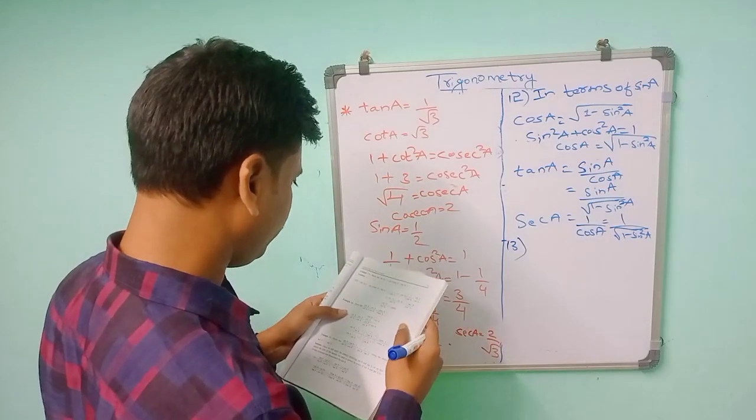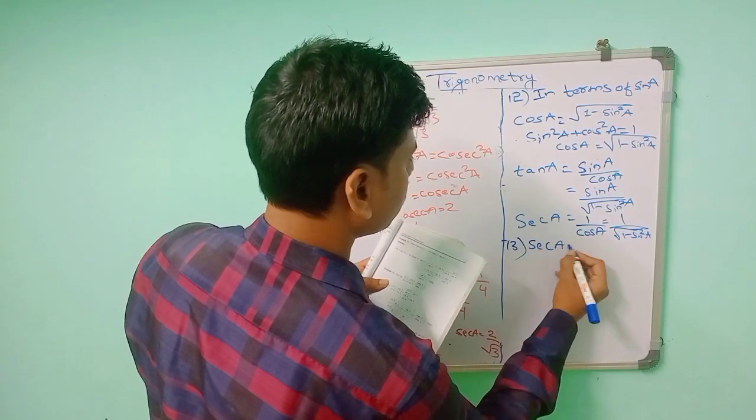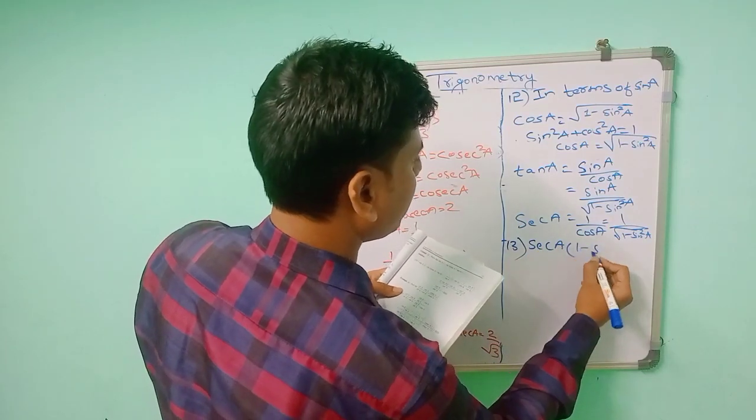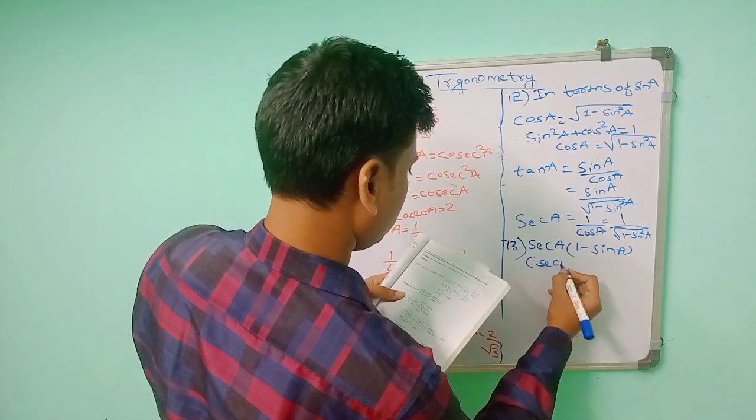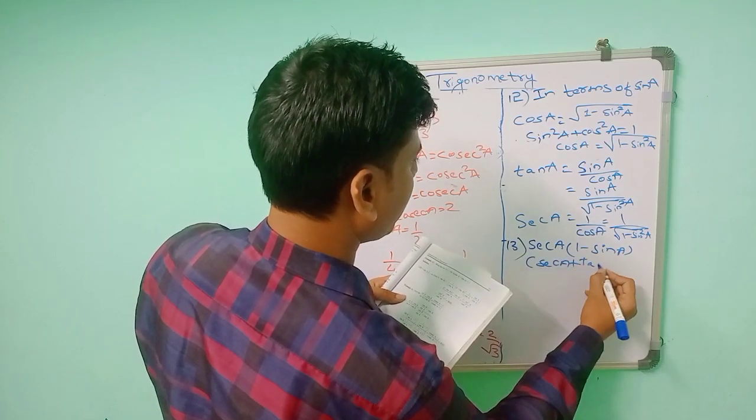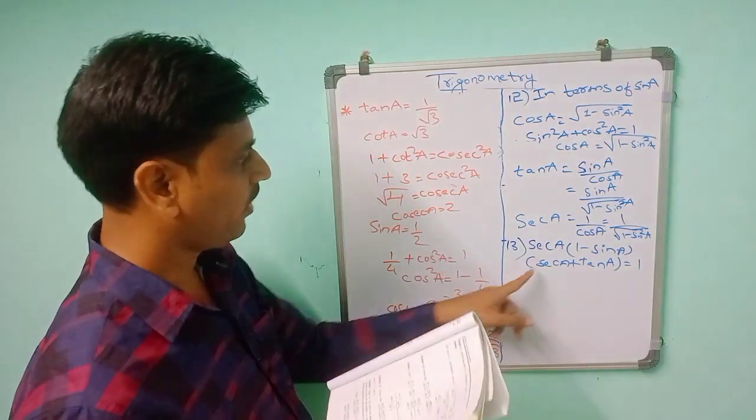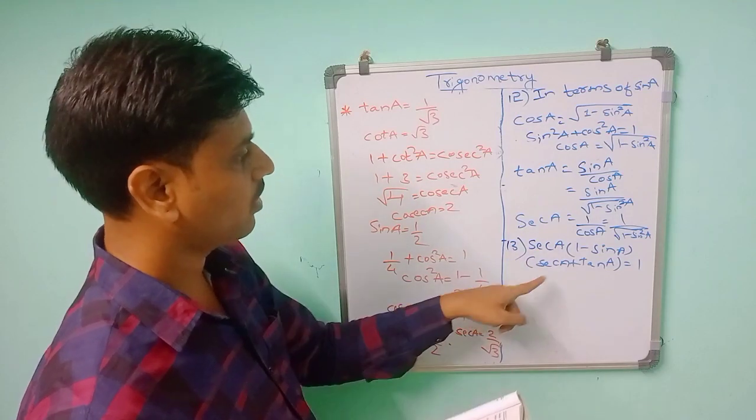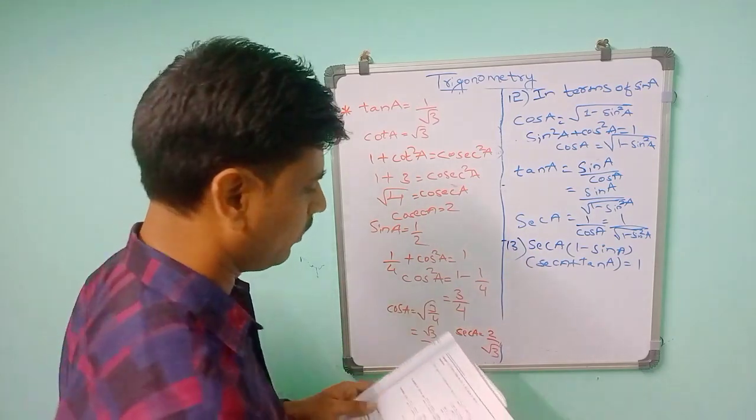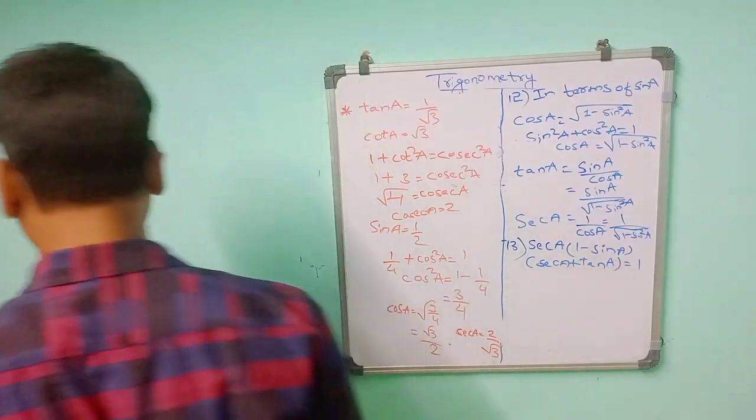13th one: sec A into 1 minus sin A into sec A plus tan A is equal to 1. Prove that sec A into 1 minus sin A into sec A plus tan A is equal to 1. So for this value we have to make it 1 only.